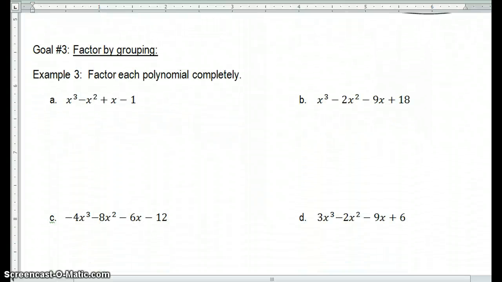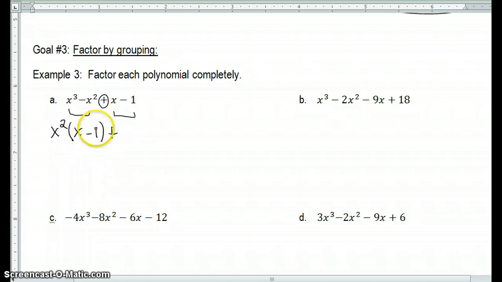Alright, our next goal is to factor by grouping. Factor each polynomial completely. So when I factor by grouping, I'm going to group these two terms, and group these two terms, and I'm going to factor a GCF out of the first two and the second two. So I can get an x squared out of here, and that leaves me with an x minus 1. That's because x cubed over x squared is x, and negative x squared over x squared is negative 1. If there's a plus here, I factor a plus here.